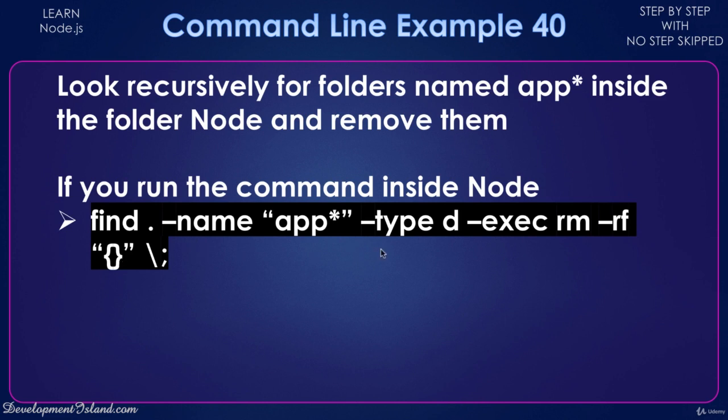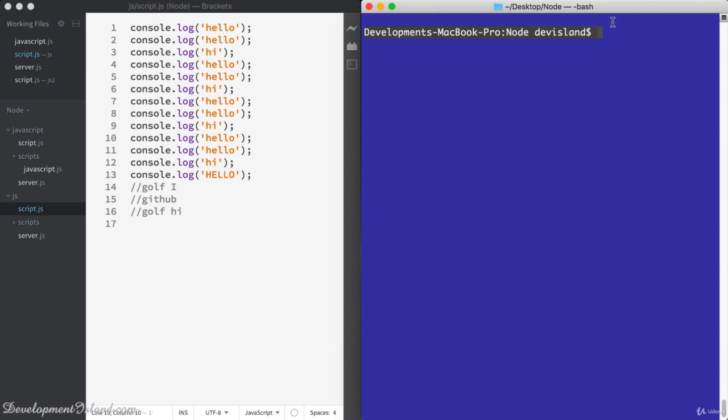All right, so let's find inside the current location all files with a name matching this pattern. So let's find all folders ending with scripts. We are interested in folders only, so you're going to set the type property to D.